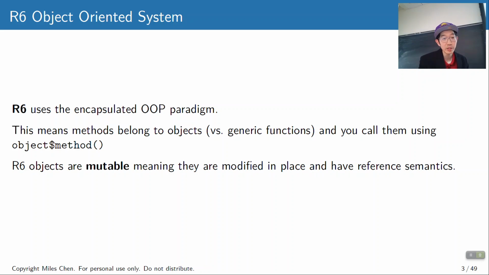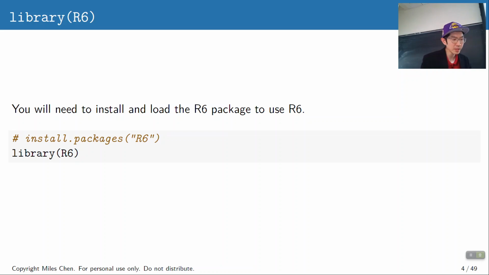So, as I just said, R6 uses the encapsulated OOP paradigm. What this means is that the methods belong to the objects and not to the generic functions. For R6, you call them by using the name of the object, $, the name of the method. R6 objects are mutable, and that means they are modified in place and they have reference semantics. I will talk about what that means exactly.